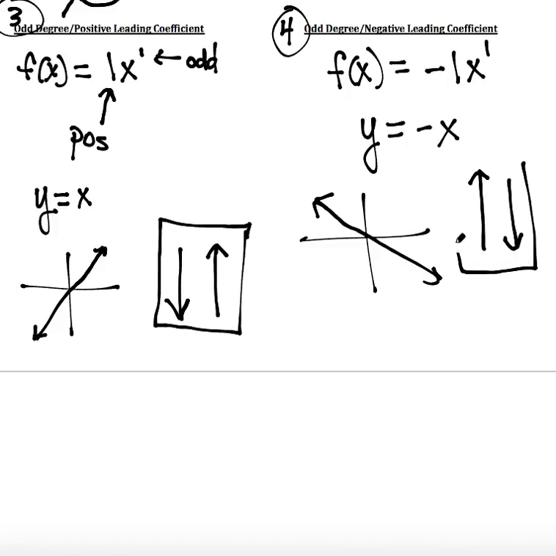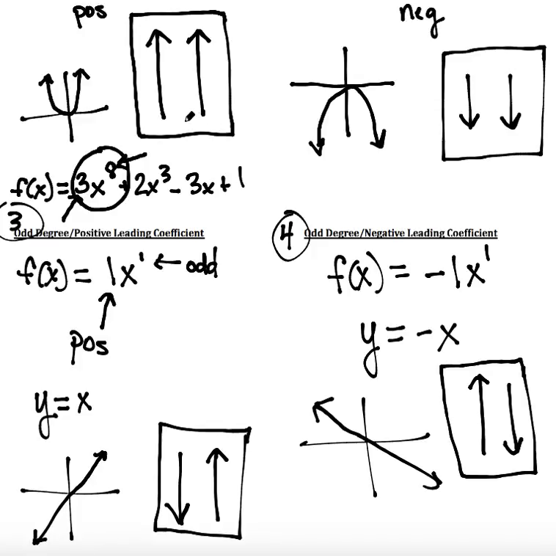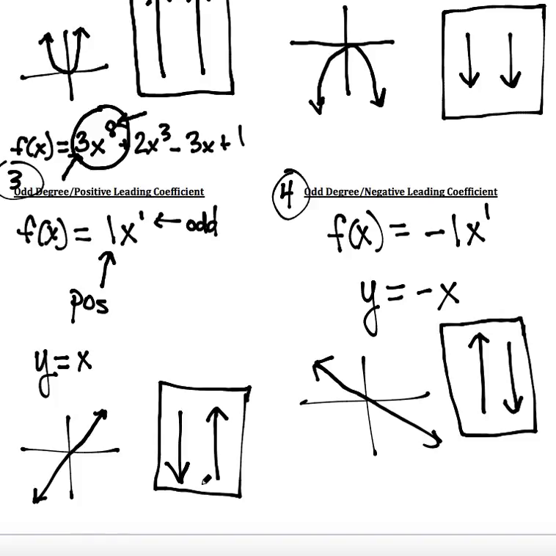So notice that they are opposites. Notice they are opposites. Odd degree polynomials, the end behaviors are going to go in opposite directions. And then you need to know the difference between if the leading coefficient is positive versus negative. So recap, we have 4 scenarios. We have it going up and up, down and down, down and then up, or up and then down.